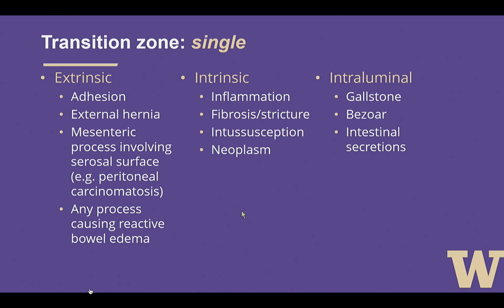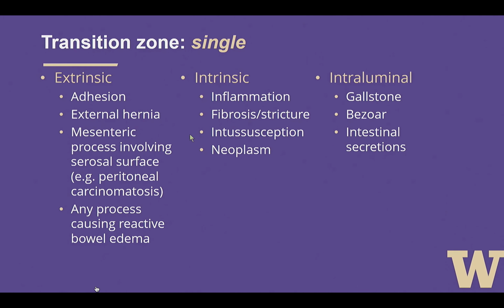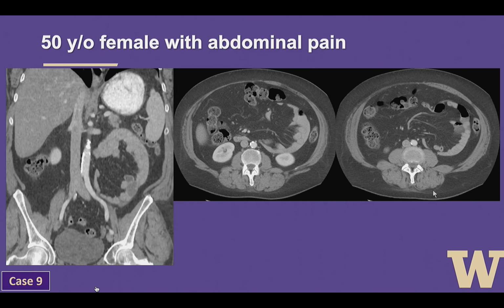So just a quick break here, a non-exhaustive list of causes of small bowel obstruction with a single transition zone, broadly divided into extrinsic, intrinsic, and intraluminal causes, of which I've shown a few examples from each. Extrinsic can be adhesions, external hernias, anything along the serosal surface that can obstruct the bowel. Intrinsic causes include inflammation, fibrosis stricture, neoplasm or intussusception, and intraluminal causes include gallstone, intestinal secretions, or a bezoar. So now we'll move on to other causes of small bowel obstruction with multiple transition points, potentially.